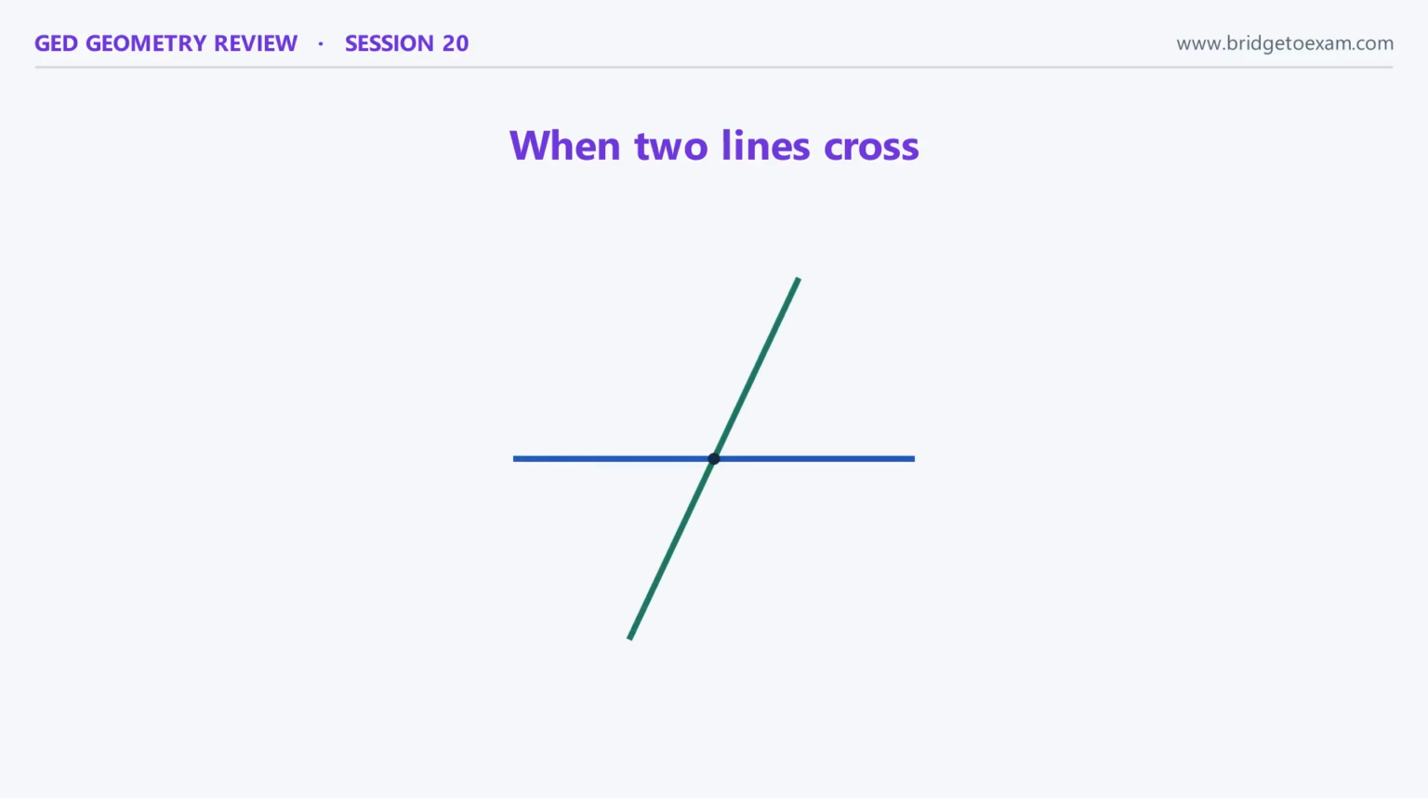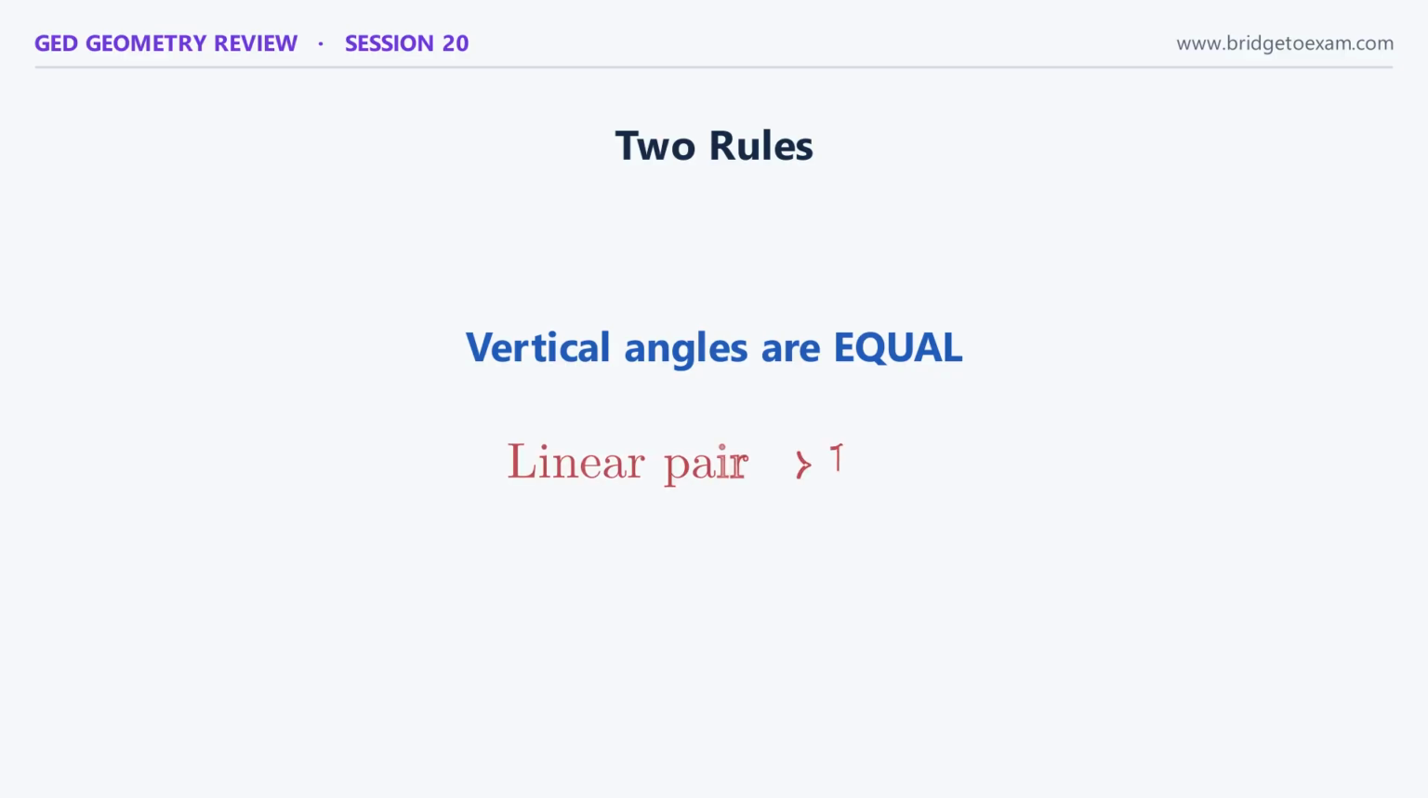When two straight lines cross, the four angles they make follow two reliable rules. Learn them, and you can fill in every angle from just one. Here are the two rules. Vertical angles, the ones directly across from each other, are always equal. A linear pair, two angles side by side on a straight line, always adds to 180 degrees.